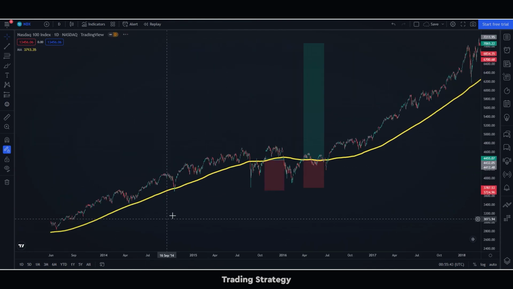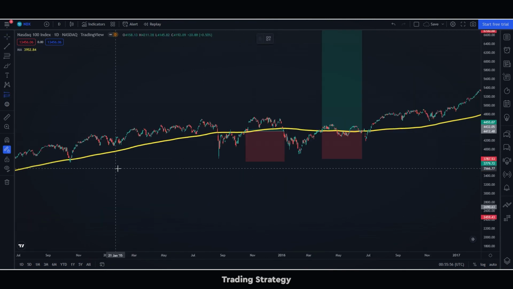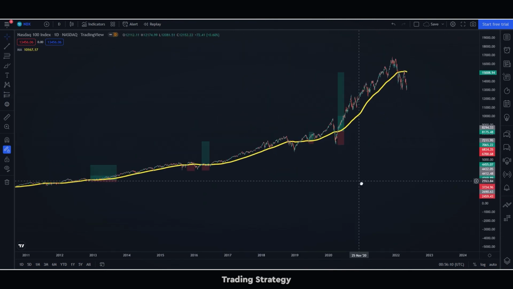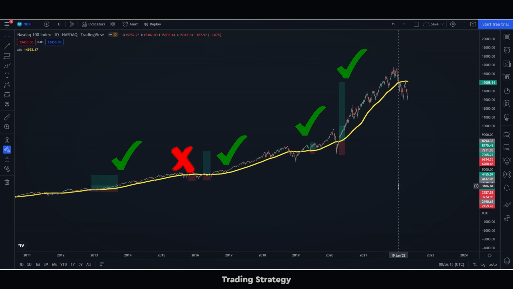Here we can see all the operations that we would have done if we had followed this strategy in the Nasdaq 100. And ready, I hope this strategy has been useful to you. Do not forget that before trying it with real money, you need to try it in a demo account so that you can put it into practice by yourself.